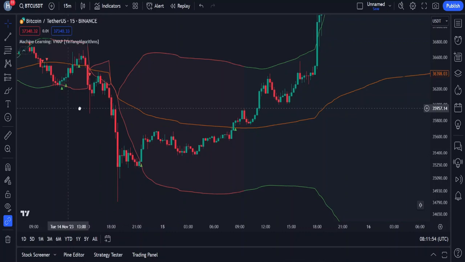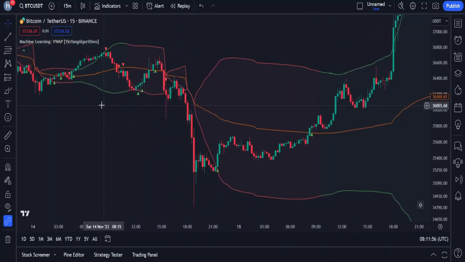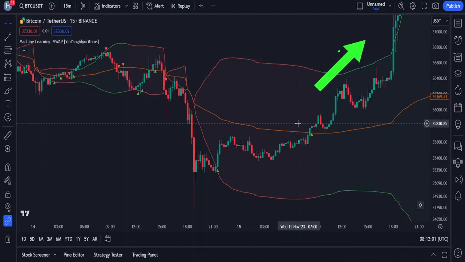Due to how the anchor for this VWAP changes, you may notice that the basic orange line may act as a trend identifier. When the price is above the basis line, it may represent a bullish trend or a buying trend. And likewise, it may represent a bearish trend or a selling trend when below it.